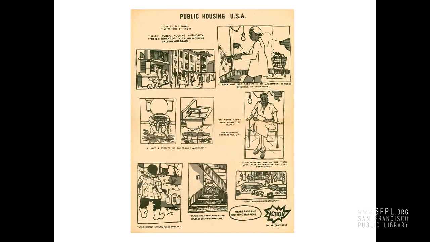I have rats and roaches in my apartment. It needs extermination, effective extermination. I have a stopped up toilet and leaky sink. My house hasn't been painted in years. We need more garbage pickup. My children have no place to play.